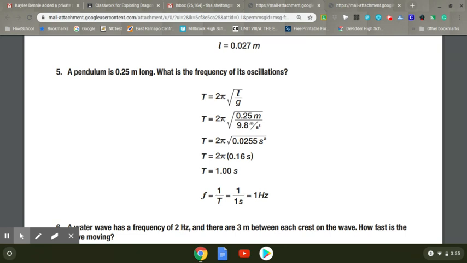So to find the period, you're going to say T equals 2 times pi times the square root of length over the acceleration due to gravity. So we've got period equals 2 pi times the square root of 0.25 divided by 9.8 meters per second squared. You work that out and you get that your period is equal to 1 second. To determine frequency from this point, you're going to say 1 over the period, which is 1 over 1 second, and that's going to give you a frequency of 1 hertz.